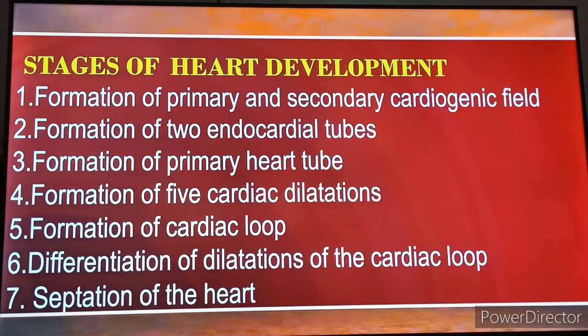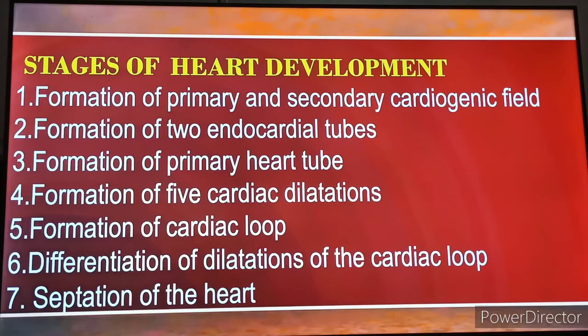The first stage is the formation of the primary and the secondary heart tube, or the cardiogenic fields. And then we have the formation of 2 endocardial tubes. We have formation of the primary heart tube. Actually, the 2 endocardial tubes are going to join together, unite together to give us the primary heart tube. Then we have formation of 5 cardiogenic or cardiac dilatations. This naive primary heart tube is going to form dilatations, as we're going to see henceforth.